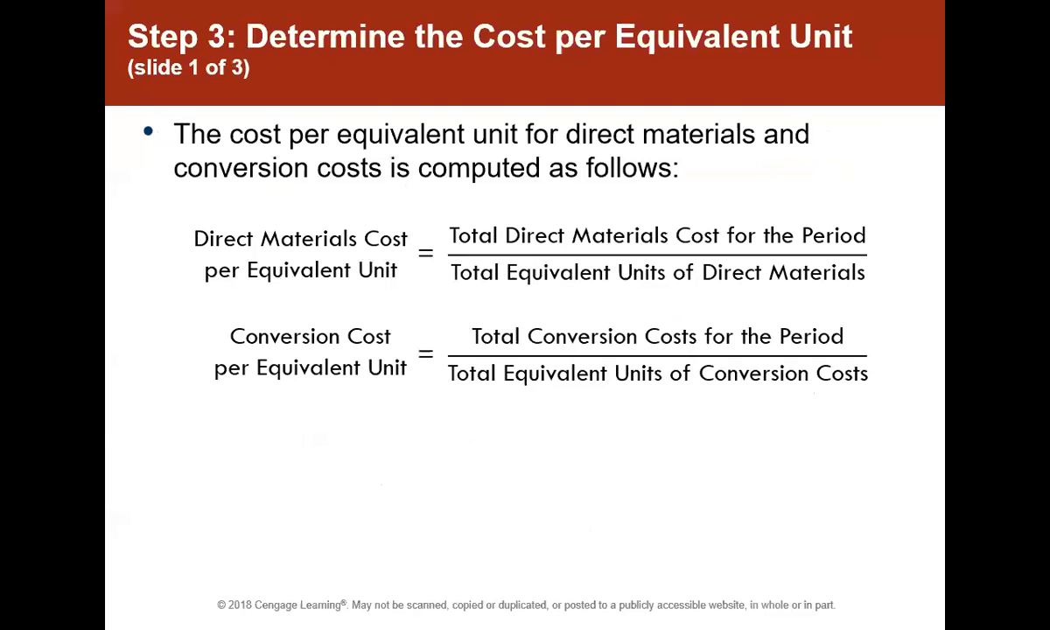The cost per equivalent unit is, as you can imagine, pretty easy to calculate. You're just dividing. For the total materials cost per equivalent unit, you take the total direct material cost added in the period and divide it by the 60,000 equivalent units of materials. So total cost divided by total equivalent units gives us a cost per equivalent unit. Makes sense, right?